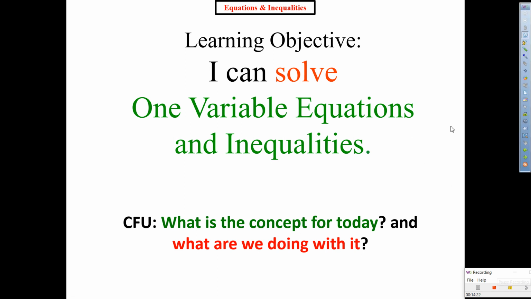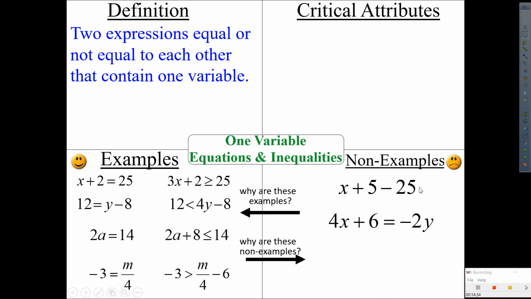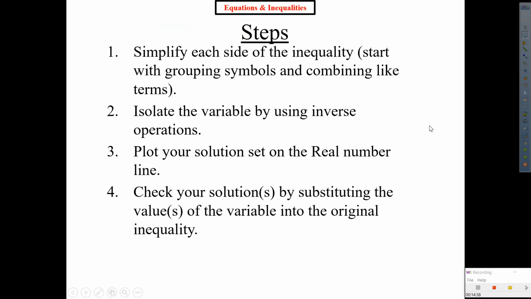All right. So, I can solve one variable equation and inequality. We've been on our road in solving these. We started last week and a little bit on Monday, just solving. We did our Frayer model. We know what they are, what they look like, what they don't. We follow 4 steps. Remember those? Simplify, isolate, plot, and check. Yes, Mr. Q. And we're going to continue doing so.